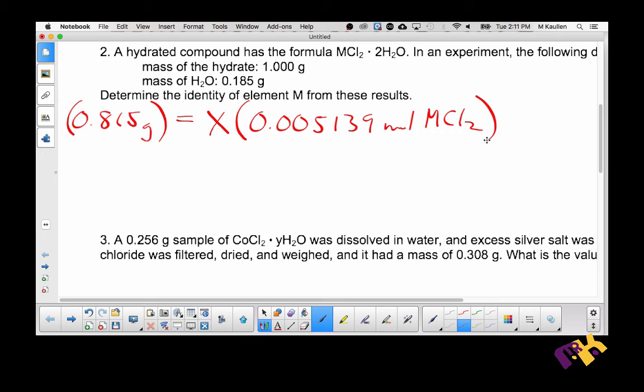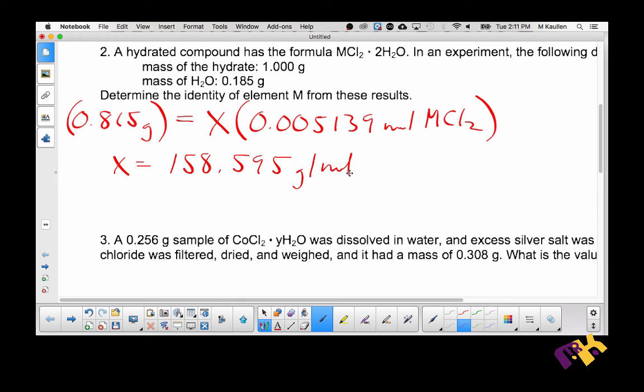All right. So if we do the math, we find that x is equal to 158.595. That's grams per mole, and that's the molar mass of the anhydrate. That's the molar mass of MCl2. Whatever M is, it helps make up this 158.595 grams per mole.